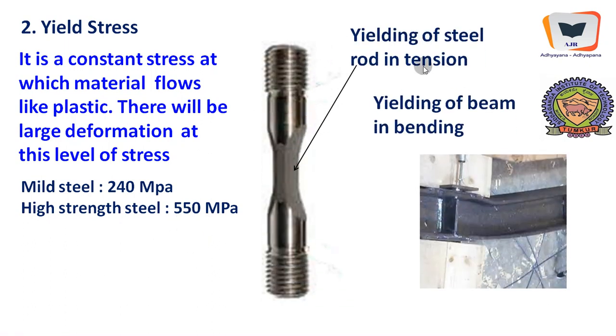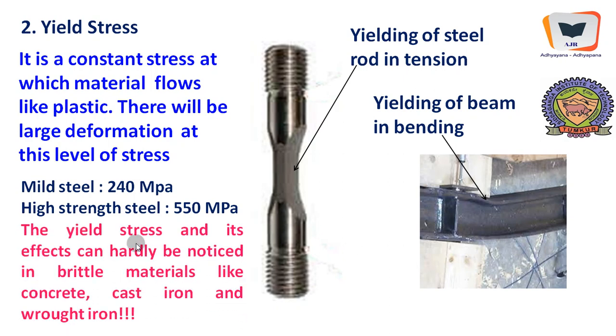And this is the yielding of a rod in tension. It will form a typical neck; neck formation can be seen. And this is the yielding of a beam in bending. You can see a sudden flow of this beam, and it has taken a different shape altogether from its straight shape.